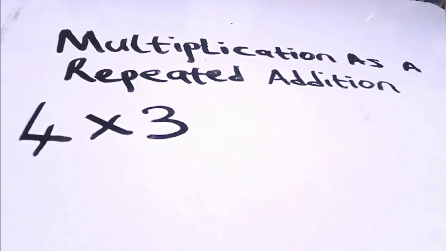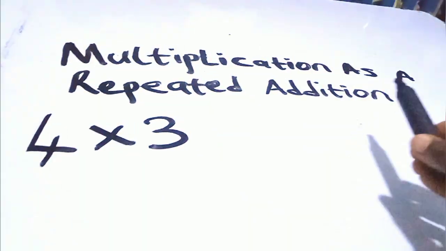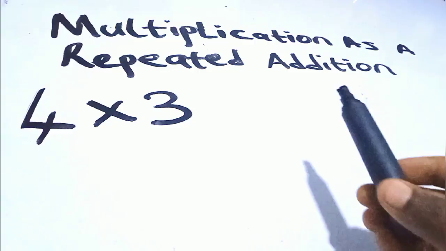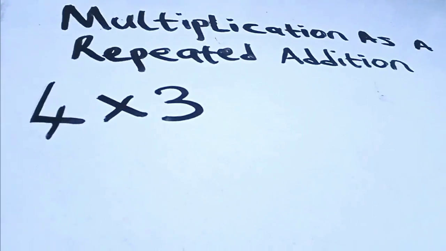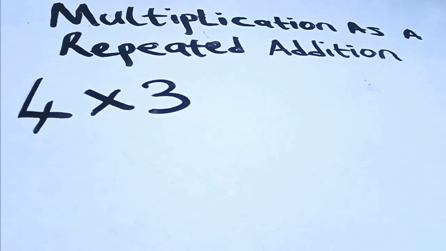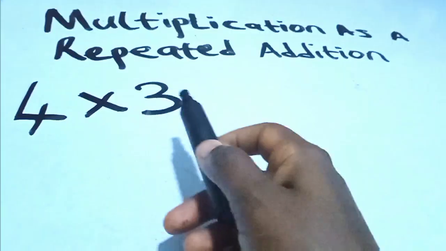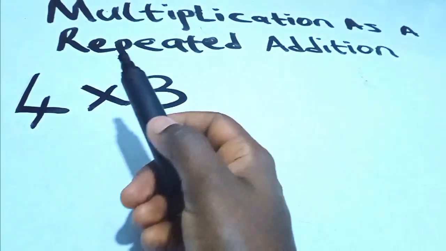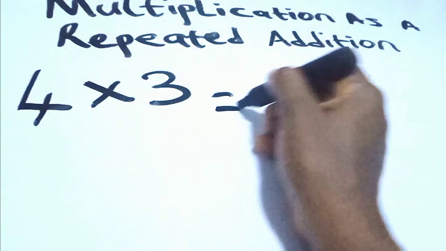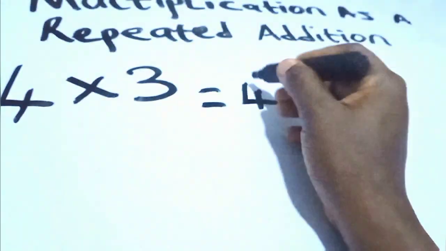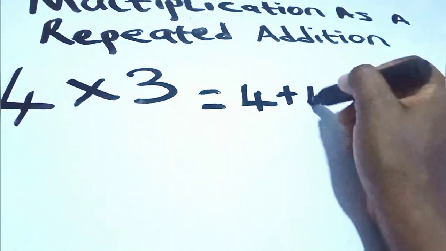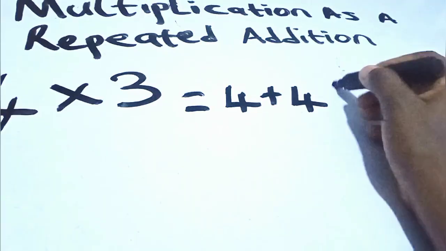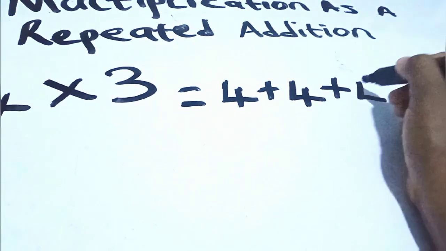In today's class, we are looking at multiplication as a repeated addition. What did I say? Multiplication as a repeated addition. So, when you see 4 times 3, 4 times 3 means bring 4 into 3. It's the same thing as 4 plus 4 plus 4.